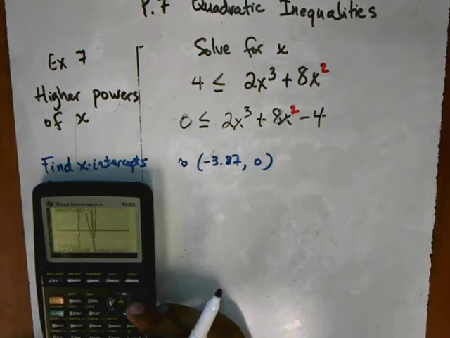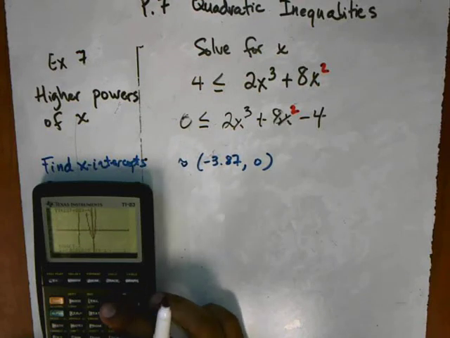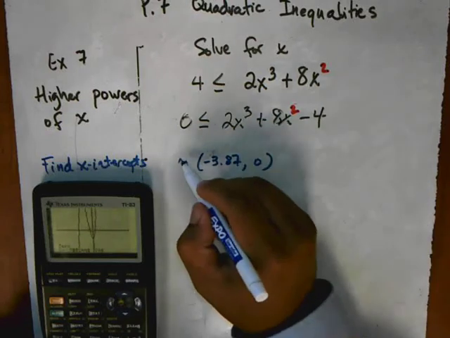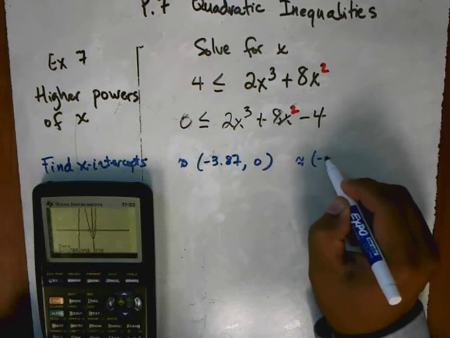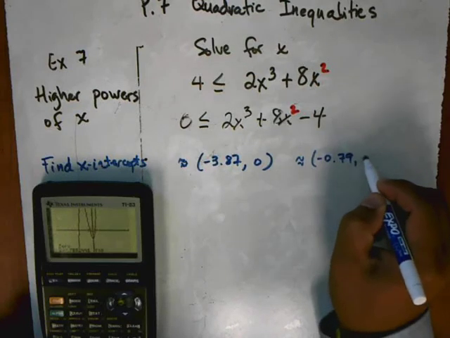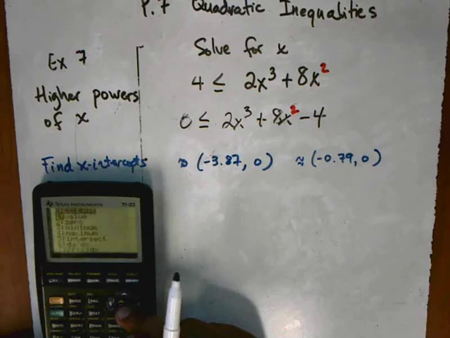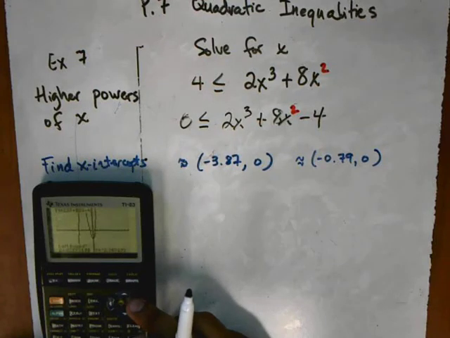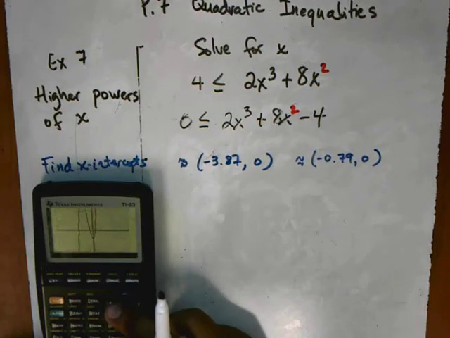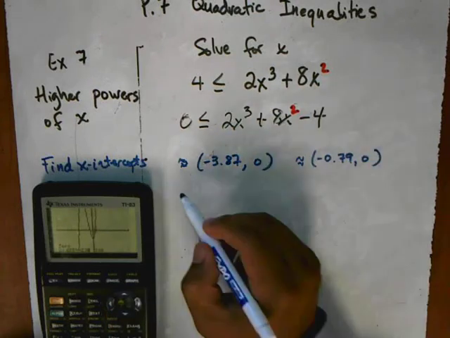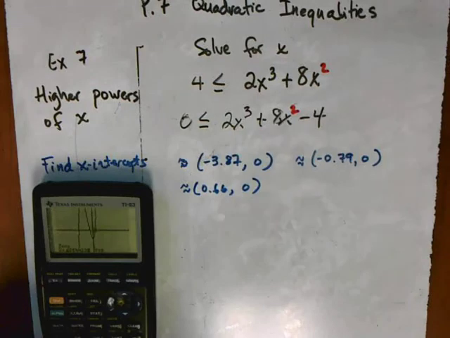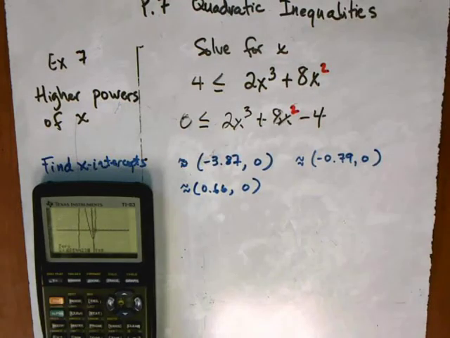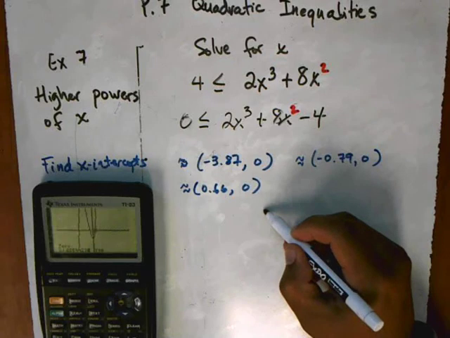Let's find the second one. Right about there. And another approximate answer is negative 0.790. And there's a third x-intercept, and that's approximately 0.660. So I've got these 3 points, and I'm going to use them to help me graph.